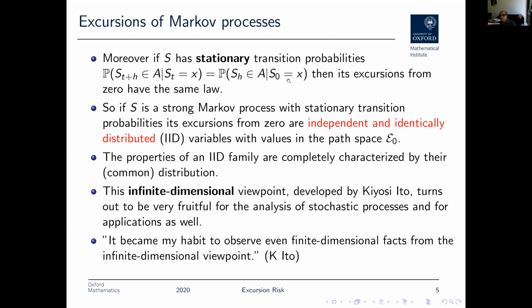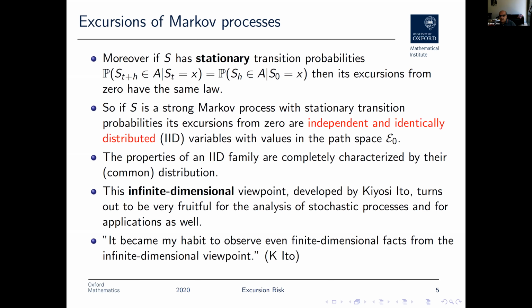then not only the excursions are going to be independent, but they're going to be identically distributed, because every time I hit zero, the transition probability starting from zero and going somewhere is always the same. It doesn't depend on time. It only depends on the starting point, and the starting point is zero. So these excursions will not only be independent, they will be independent and identically distributed.